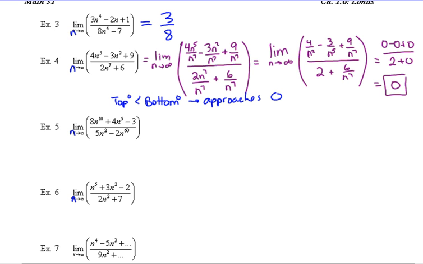Okay, so top degree is less than the bottom. What would this approach? 0.